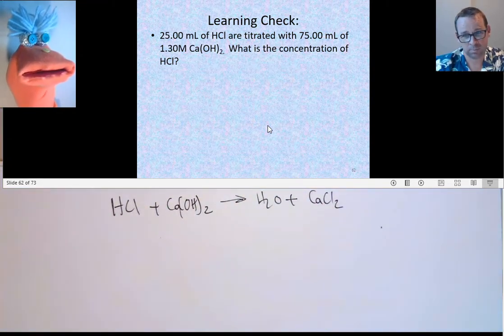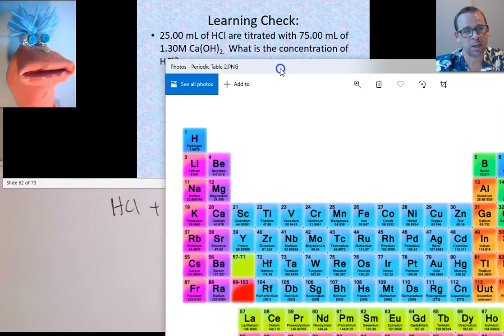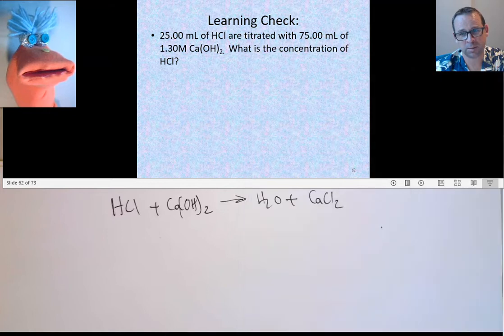And again, we use our periodic table always, if we're in doubt, for identifying what the charge would be on whatever atoms we have, right? Or our polyatomic ion chart to answer questions as well.